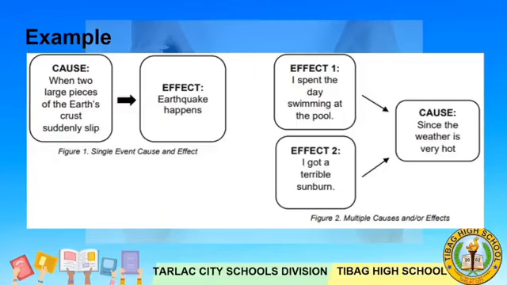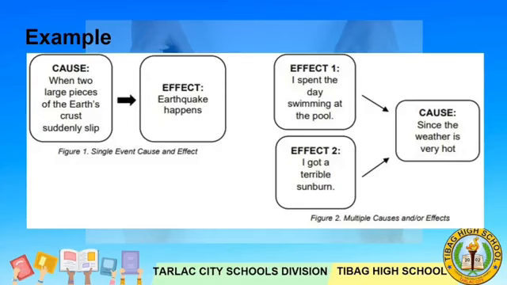This is an example of a graphic organizer. You will see that we have here a single event cause and effect. In one box we have the cause and in the other one is the effect. So in this way we can easily identify the cause and the effect because it is already written in the box, just like this. When two large pieces of the Earth's crust suddenly slip, this is the cause, while in the other box is the effect. The earthquake happens.